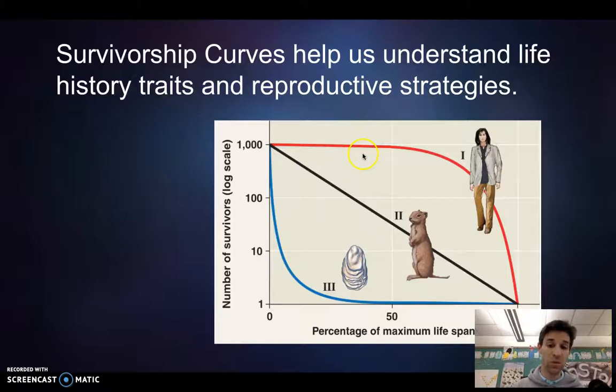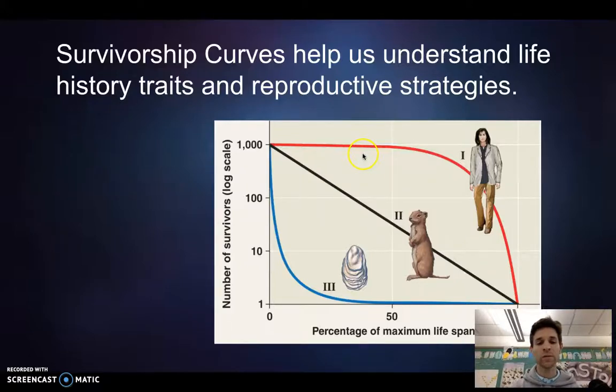Now, in the middle is type 2, which are a lot of small animals, a lot of birds, small mammals, and reptiles. Here you can see the squirrel falling along this category. This is just sort of the middle category. With the type 2 curve, a decent number survive in the young years, a decent number keep surviving halfway through their lifespan, and then at the end of their lifespan, there just aren't a lot there, and that's the same for any of the survivorship curves.